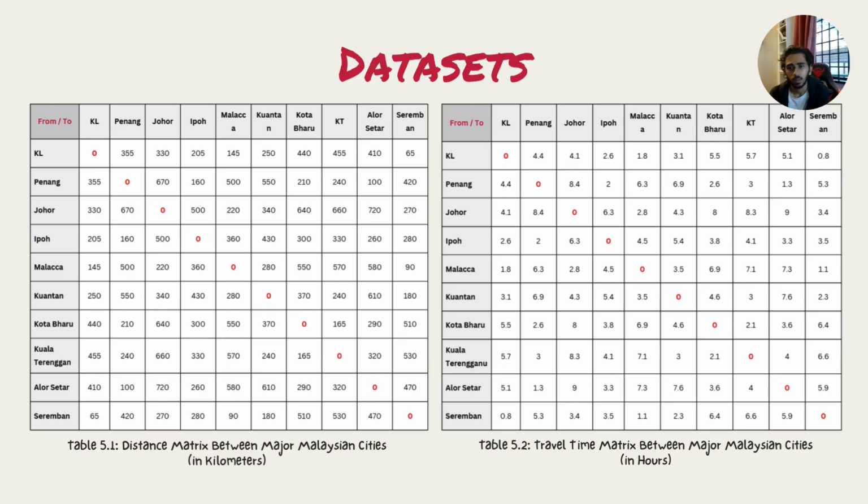As for the time taken to travel to these cities, we sorted them into a matrix, as you can see here, and then in a table. So the distance is in kilometers, and the time taken is in hours.